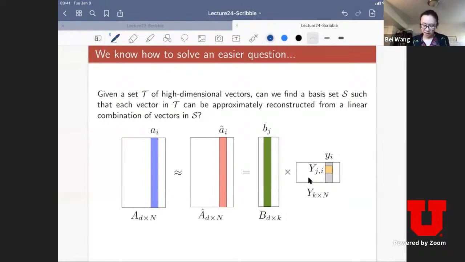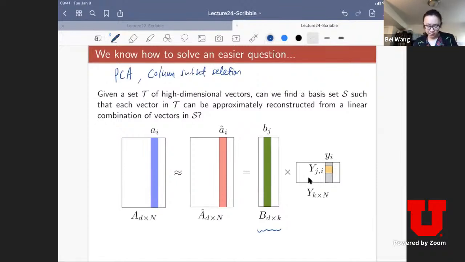What's in my basis set is basically what's in this B matrix. This is formulated in a very generic way, but typically PCA is roughly formulated in this way, and then there is also what's called column subset selection. We'll make that clear soon, but let's think about this. This also shows up when you do dimensionality reduction using PCA. So the idea is the following.